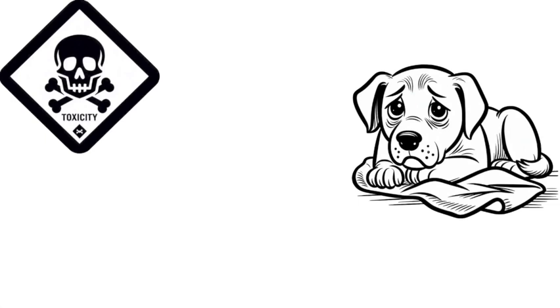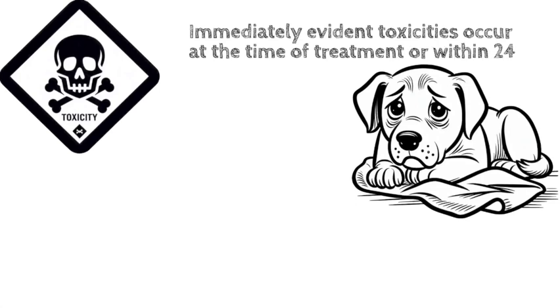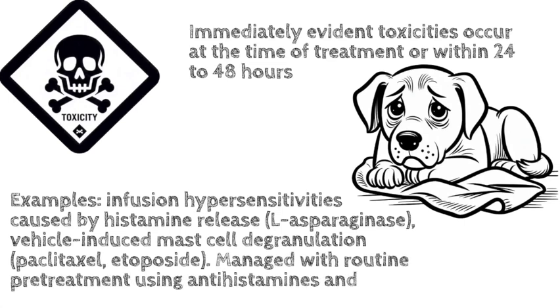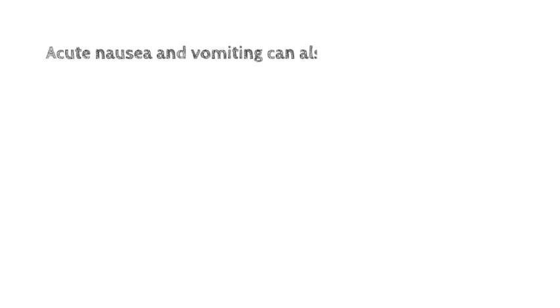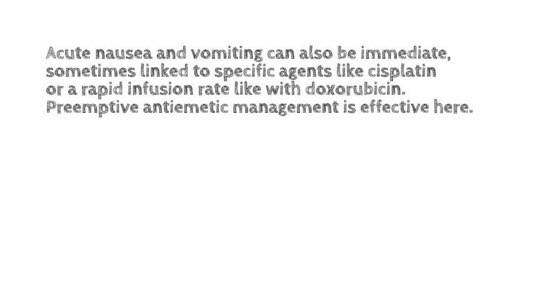We can categorize chemotherapy toxicities based on their timing relative to treatment. There are immediately evident toxicities occurring at the time of treatment or within 24 to 48 hours. Examples include infusion hypersensitivities caused by histamine release, like with L-asparaginase, or vehicle-induced mast cell degranulation, seen with paclitaxel, etoposide. These can often be managed or prevented with routine pretreatment using antihistamines and steroids. Acute nausea and vomiting can also be immediate, sometimes linked to specific agents like cisplatin or a rapid infusion rate like with doxorubicin. Preemptive antiemetic management is effective here.